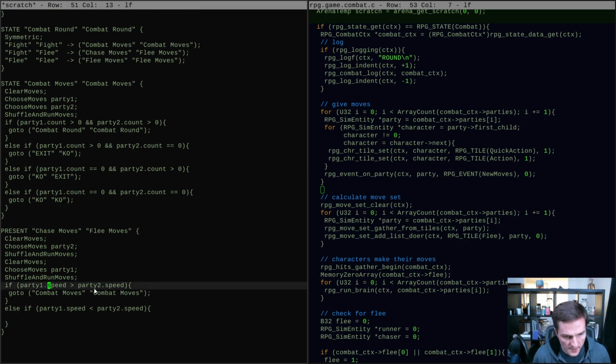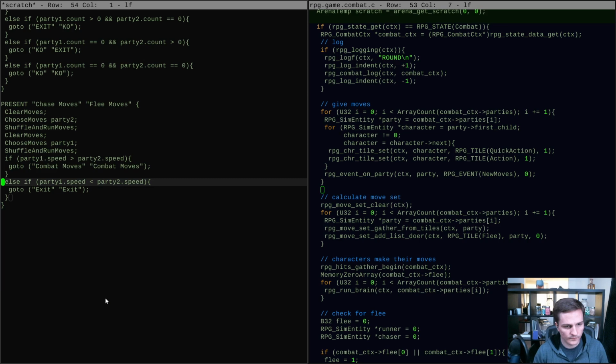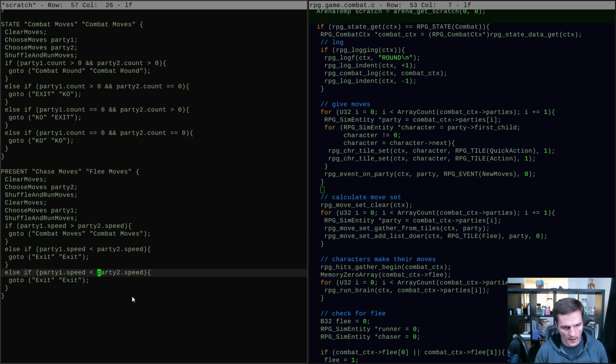So if party 1 speed is big enough, they chase and catch up, and so you end up in combat moves. If party 2 speed is big enough, then that's just the end of combat. Both parties exit combat like this. And if they're both getting the same speed, then you go to another combat round where you can decide to flee again, and you can also choose to stop running, and you can choose to stop chasing, and so on and so on.